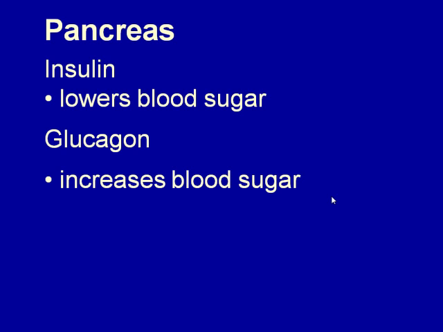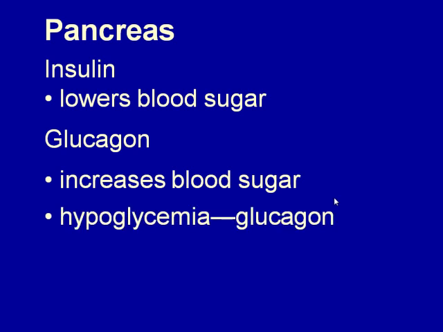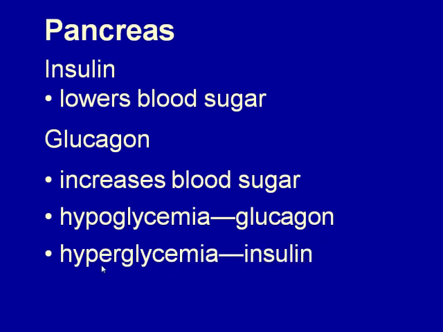the bloodstream. When you have hypoglycemia, low blood sugar, glucagon will be secreted to increase your blood sugar. So there's enough blood sugar to fuel metabolic activities in your cell. If you have hyperglycemia, high blood sugar, then insulin will be secreted to move that glucose from the blood into the cells so it can fuel metabolic activities.